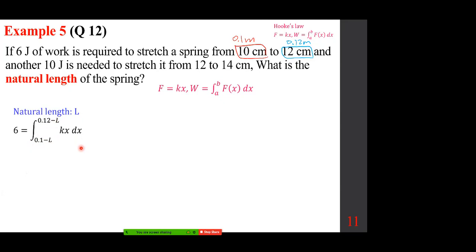So 6 joules needed to go from 10 to 12 centimeters, 10 joules needed to go from 12 to 14. So what do we mean by these two now? Let me give them numbers because I want to make sure you understand what I'm trying to do here. If I call this equation number 1 and this equation number 2, what are we dealing with? We are dealing with a system of equations.